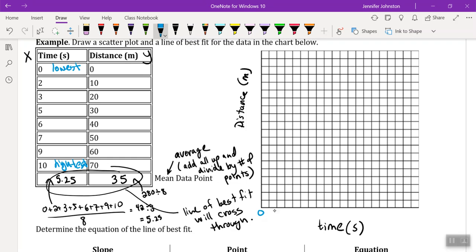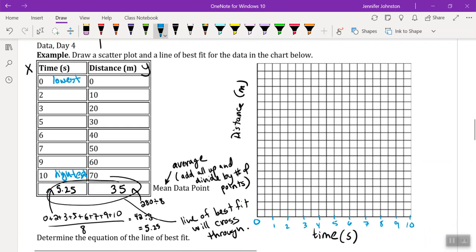So it looks like we can go maybe every 2 spots. Yeah, I think that's going to be lots of space. 1, 2, 3, 4, 5, 6, 7, 8, 9, 10. Perfect. All right. And then from here, we're going to do distance.